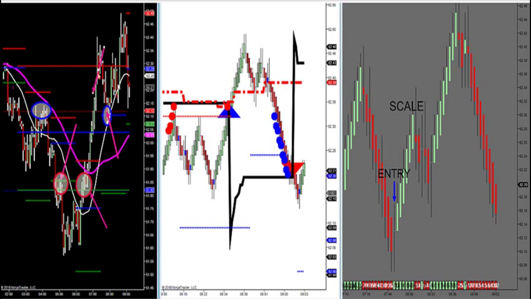They're stops. So what do we do? We look for a natural hook pattern. It looks like a little J hook, our little fishing hook pattern, or I call it an ABC or 1-2-3. You break out, you retest, and this is where we want to go long.